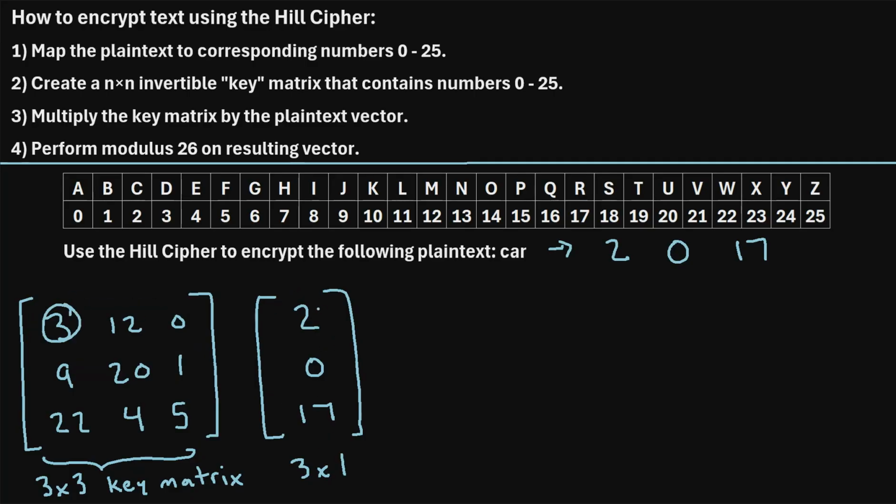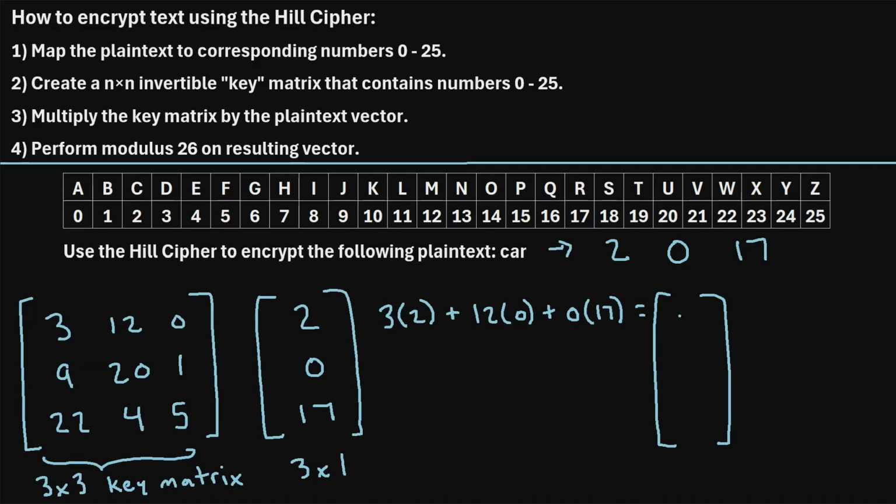So first we do 3 times 2. So let's write that, 3 times 2. And then we add 12 times 0. And then we add 0 times 17. So if we add these values, we get 6 plus 0 plus 0. So the first value in the resulting matrix will be a 6.